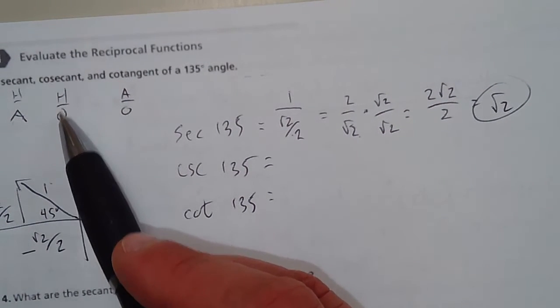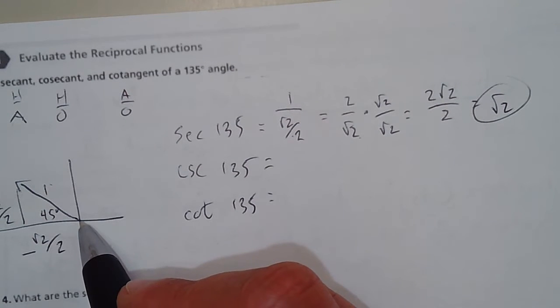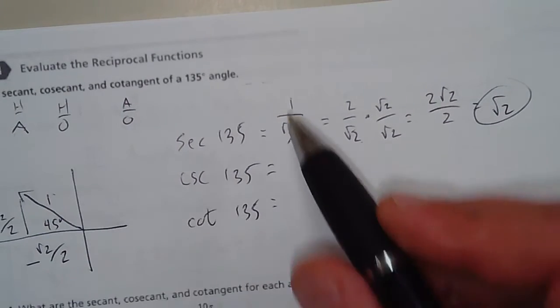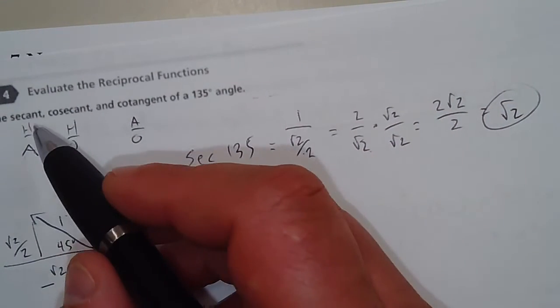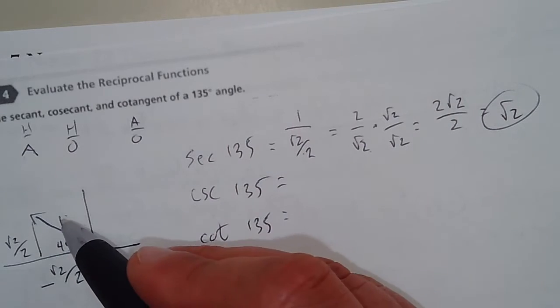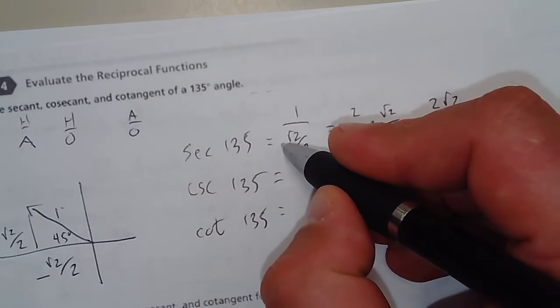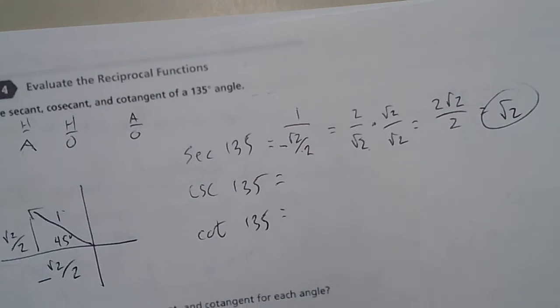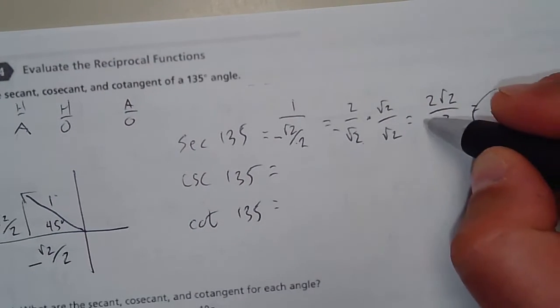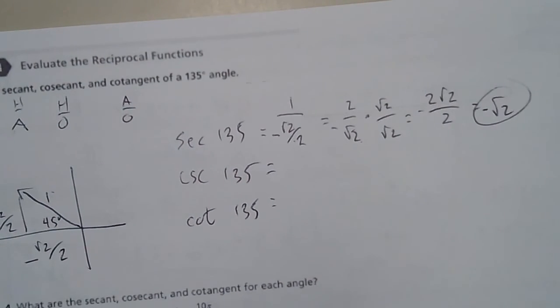Cosecant, hypotenuse over opposite. So, hold on one second. My bad. This should, let me rewind that real quick. Secant is hypotenuse over adjacent, meaning this should have been a negative value. All that's going to change is it's negative throughout, and your answer is going to be a negative root 2.